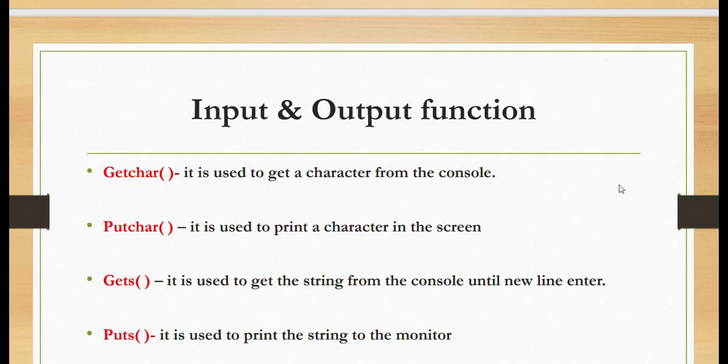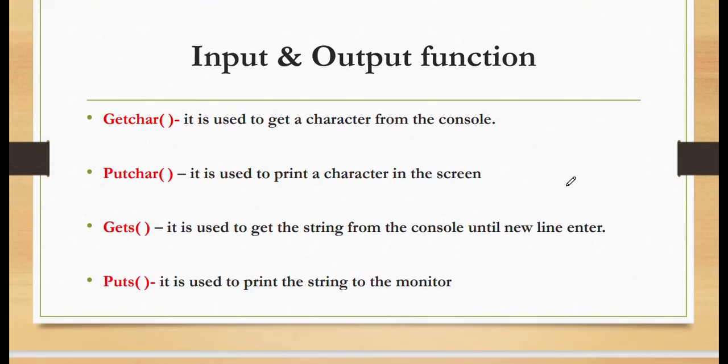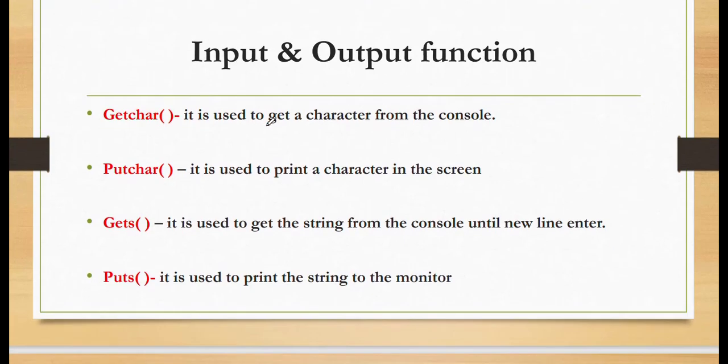The next one is input and output functions. Suppose if you want to get an input from the console or get a character from the user, I have to use these functions. So what are the functions? One is getChar. It is used to get a character from the console. Console is nothing but the monitor. From the monitor, if I want to get a character from the user, I can use the getChar function.